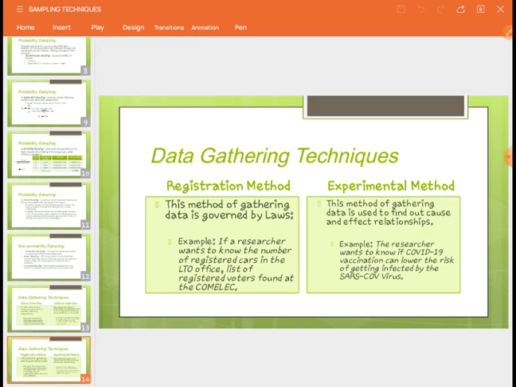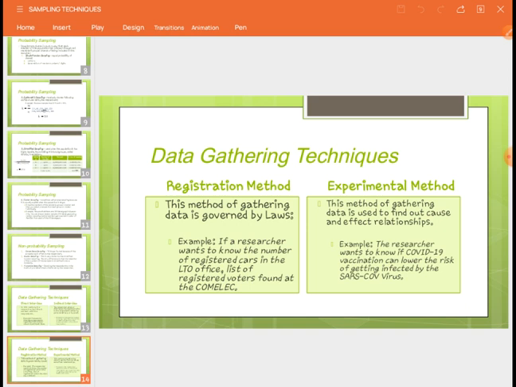Registration methods are methods of gathering data governed by laws. Halimbawa, kukuha ka ng data dun sa LTO office, sa COMELEC, sa PSA. So, ano yun? Under by law. So, that is registration method.